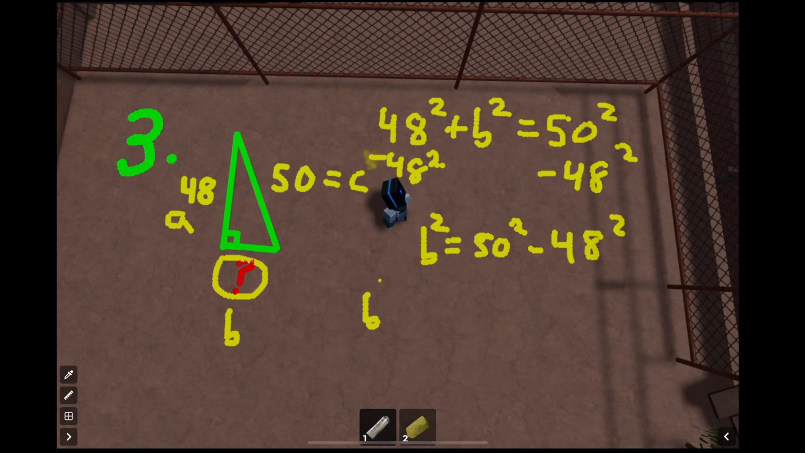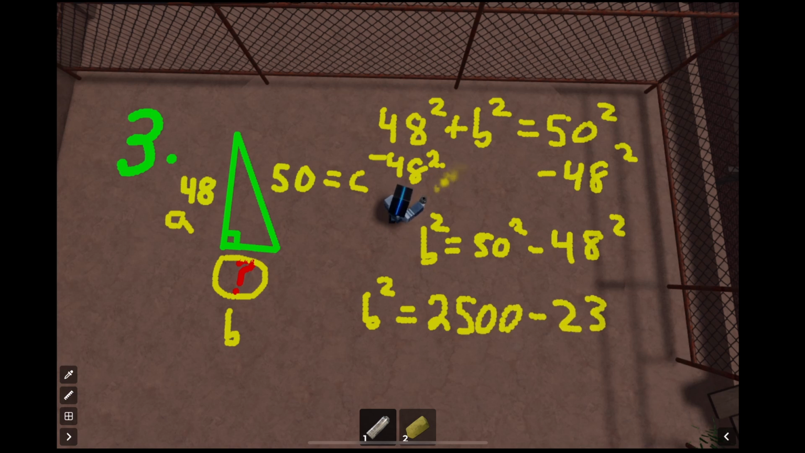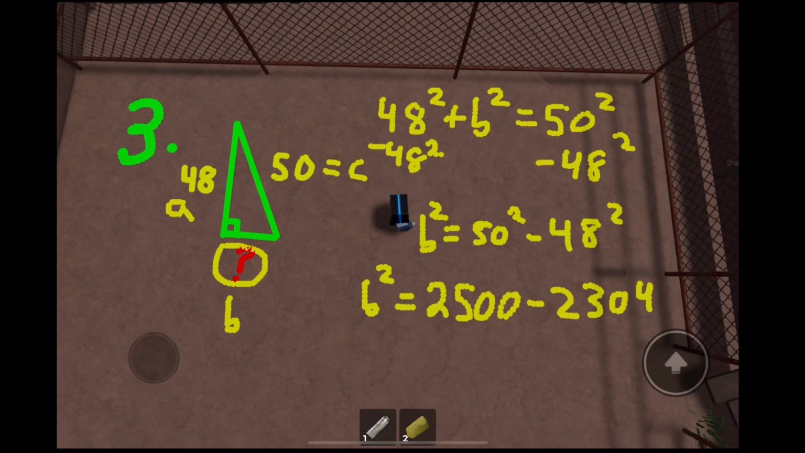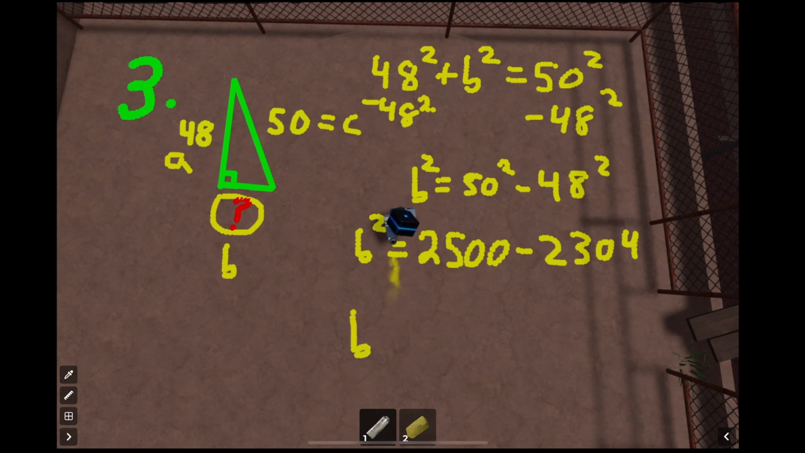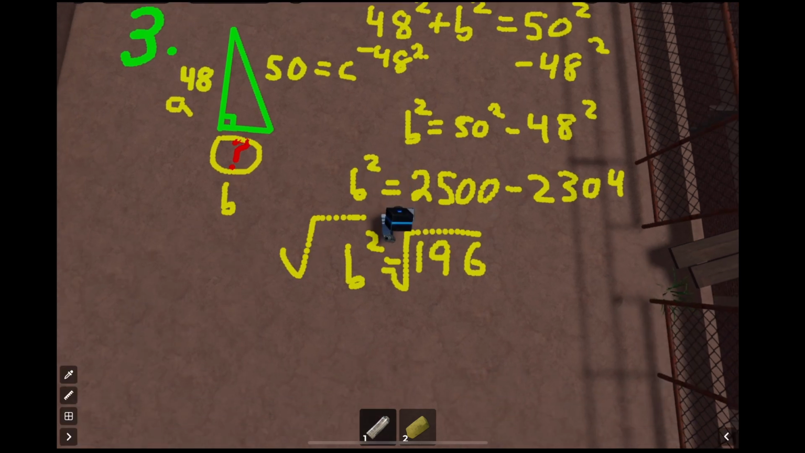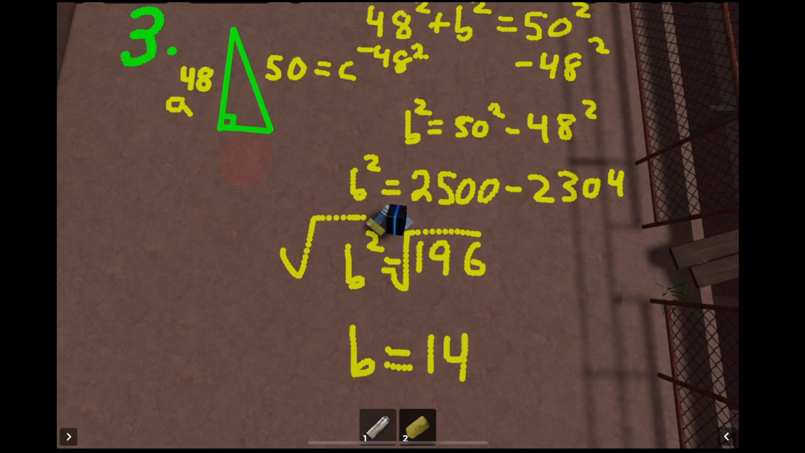That would be B squared is equal to 2500 if you put this into a calculator, minus 2304. And if you do that subtraction, you'll get B squared is equal to 196. From here, just take the square root of both sides. And you'll get B is equal to 14. So that means this leg, let me erase all this, is equal to 14. Let's go to problem 4.